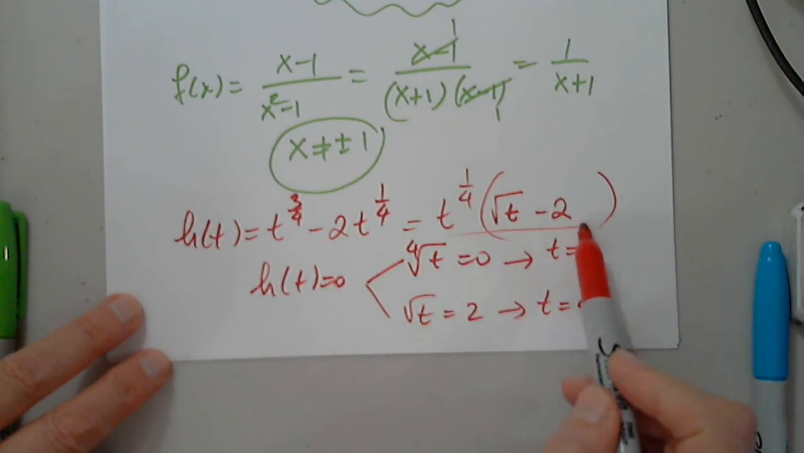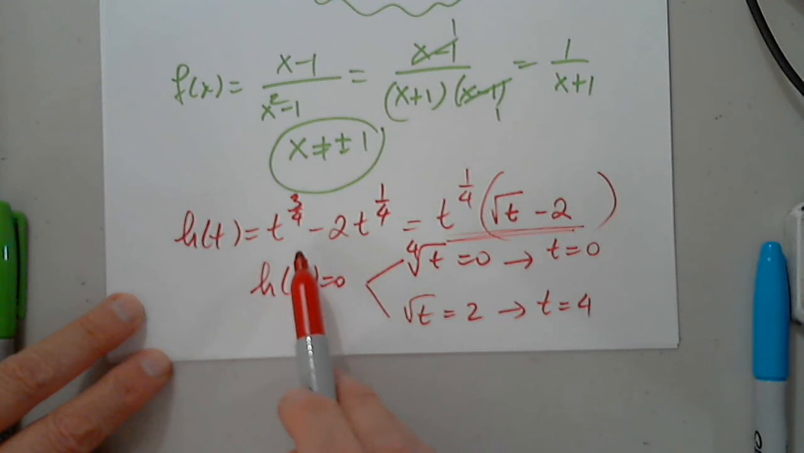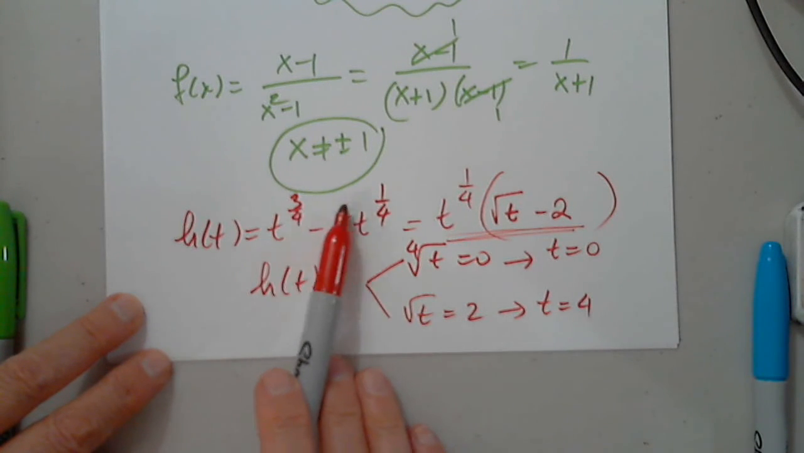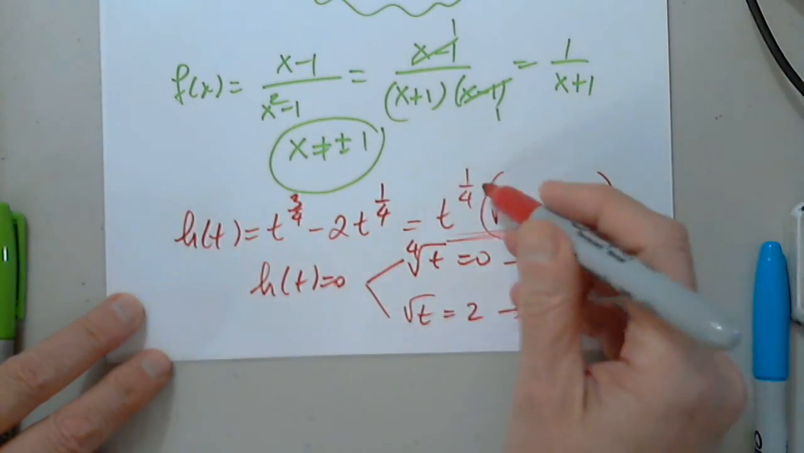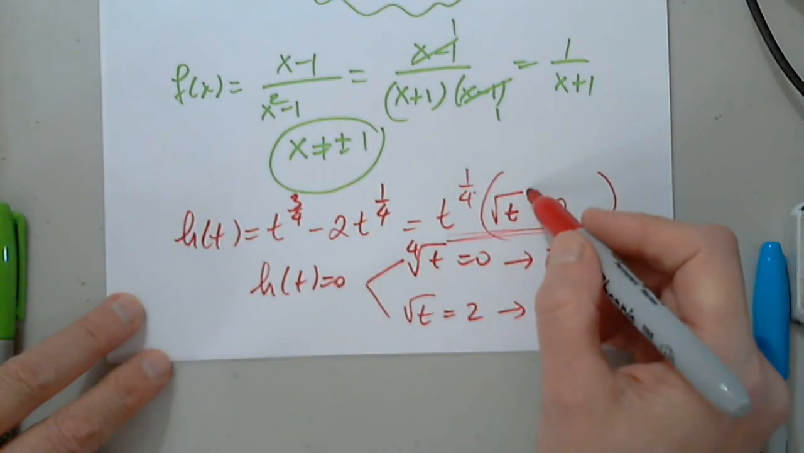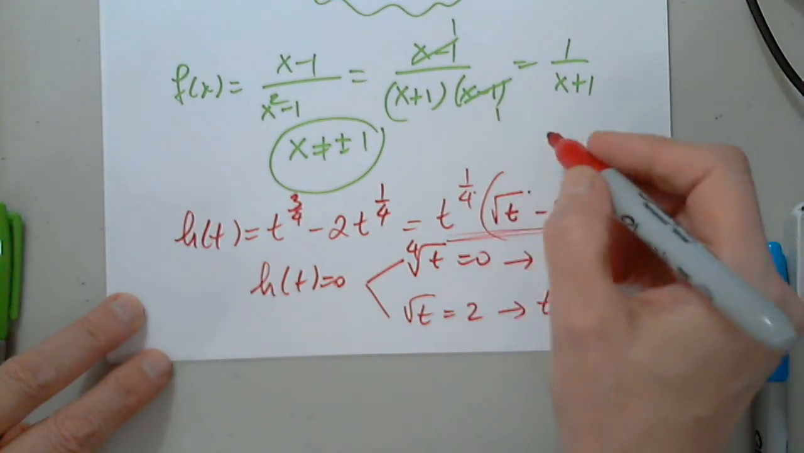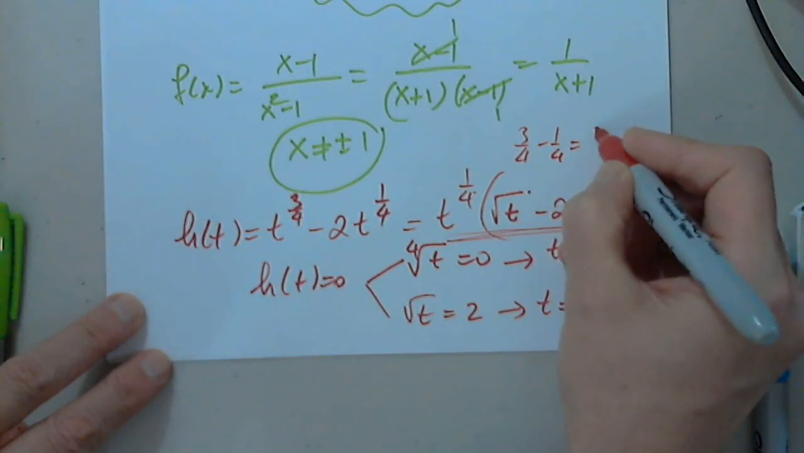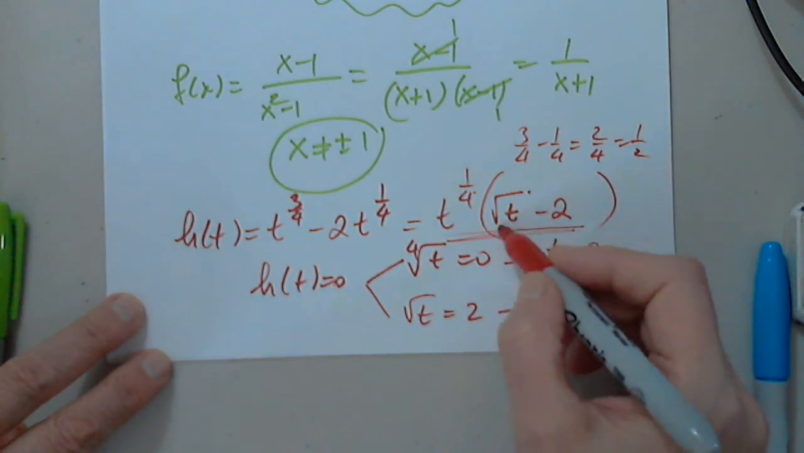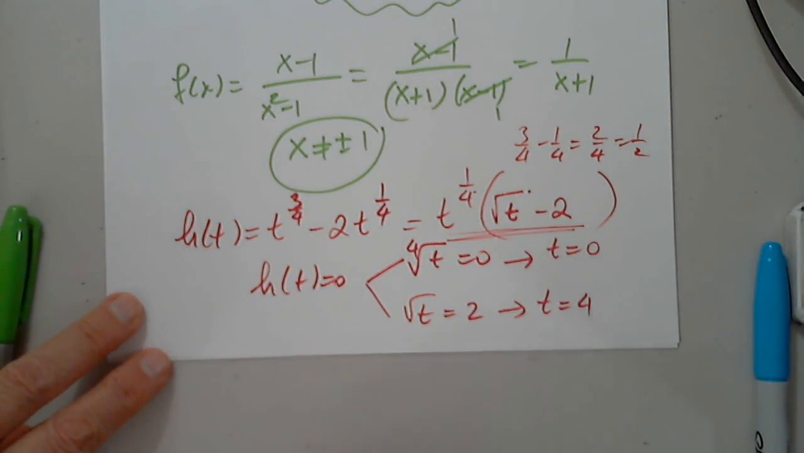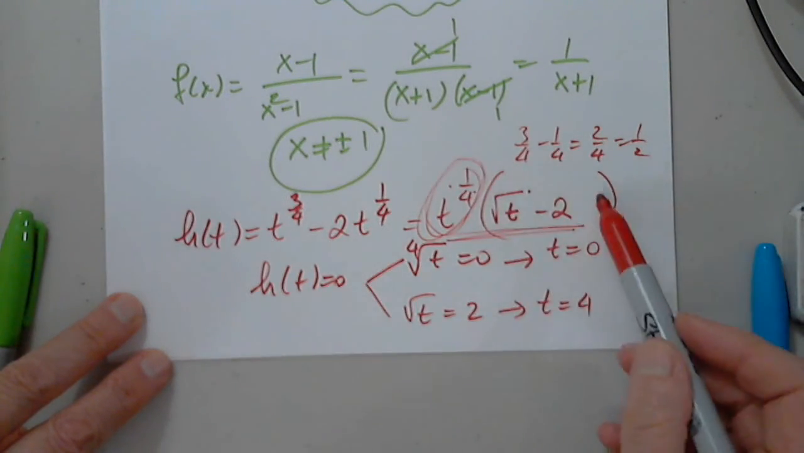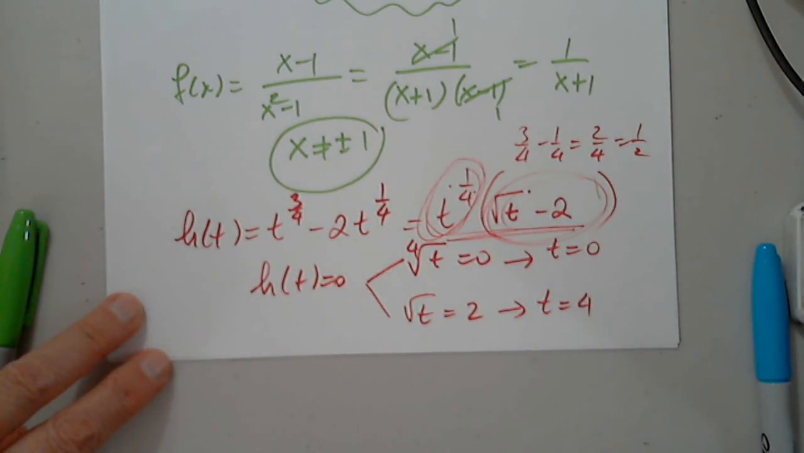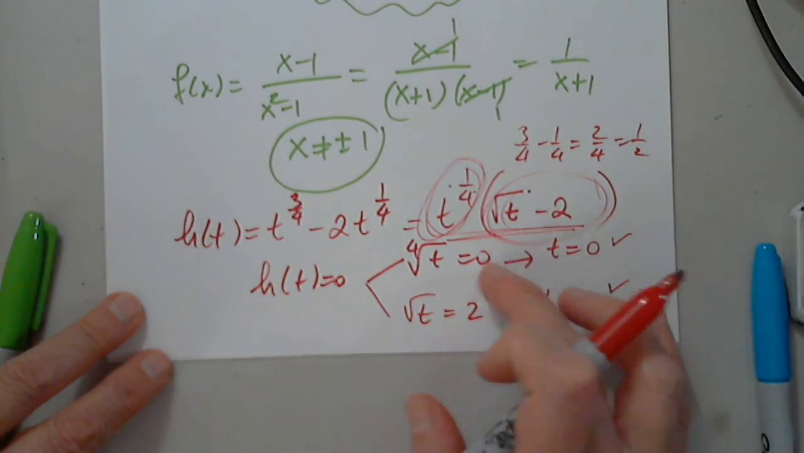So the idea is always simplify the function. I realize that the smallest power is 1/4. I pull it out. 3/4 minus 1/4 is 2/4, which is 1/2, which means the square root of t. And this is the 4th root of t equals 0. So there are two options: either this is 0 or this is 0 for the x-intercepts. So I get 2 x-intercepts right away, which is also the y-intercept.